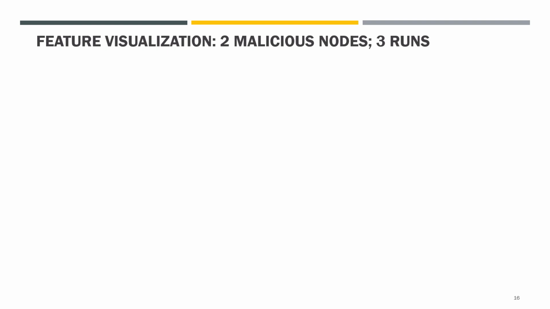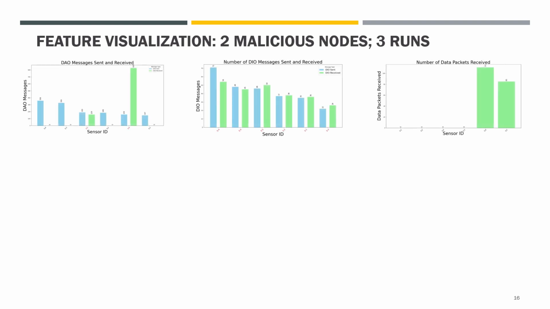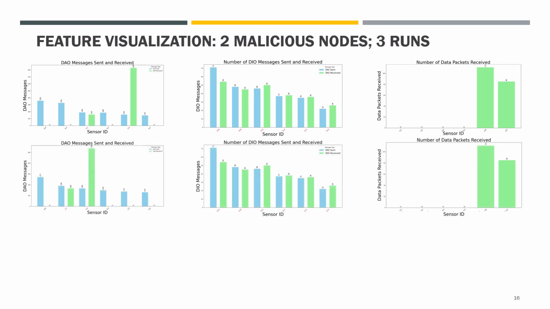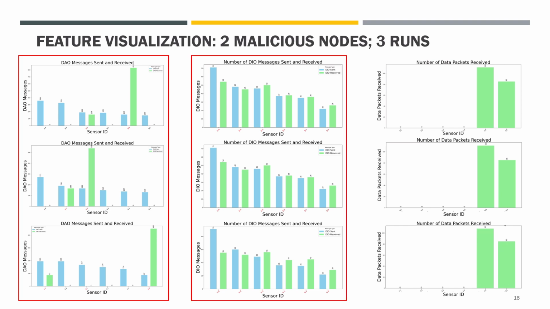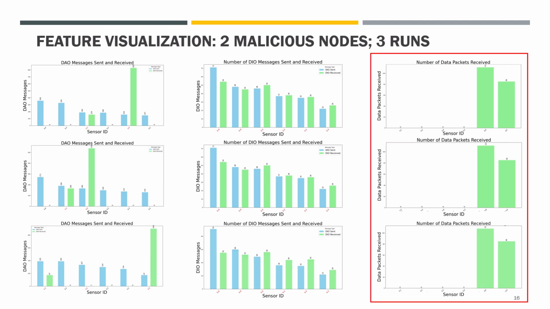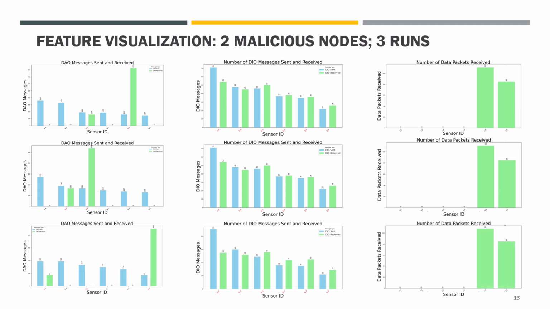To better understand how each feature behaves, we performed feature visualization. Here are sample plots generated for a scenario that includes 2 malicious nodes. This scenario was simulated 3 times, each with a different random seed, to ensure variability in the results. The plots illustrate the normalized values of the extracted features, such as DAO and DIO messages sent and received, along with data packets received for each sensor in the network. These visualizations help us identify patterns and distinguish malicious nodes from normal ones based on their behavior. Feature visualization is performed for all scenarios.